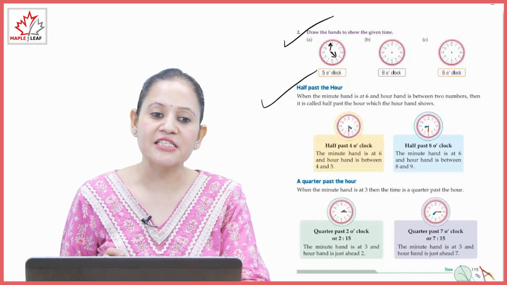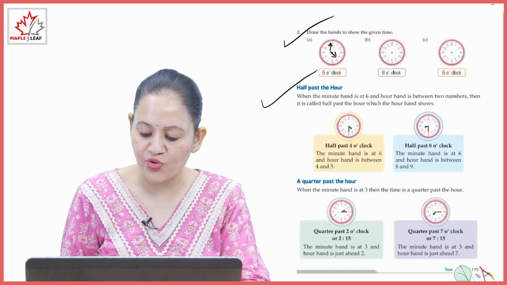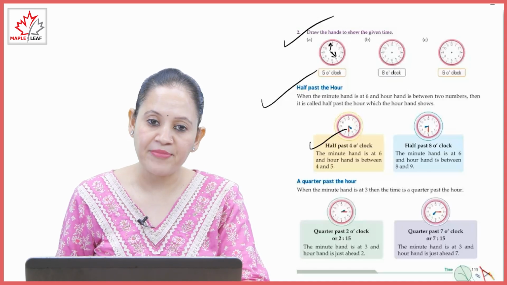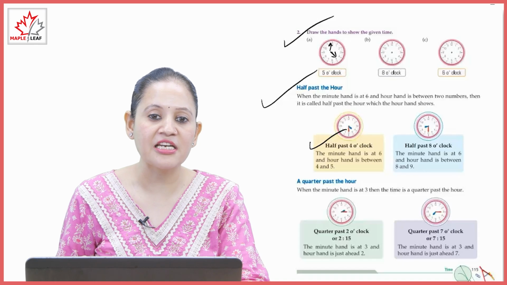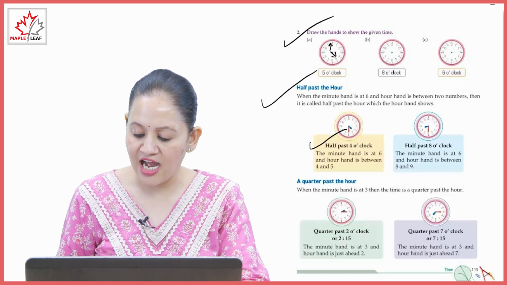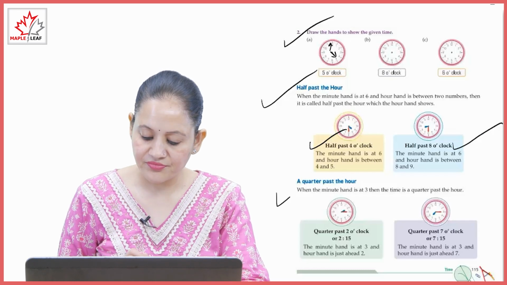The minute hand is at 6 and the hour hand is between 4 and 5. तो हम time कैसे लिखेंगे? Half past 4 o'clock. Here the minute hand is at 6 means half past पे लिखेंगे हम time, and the hour hand is between 8 and 9 तो time क्या हो जाएगा? Half past 8.